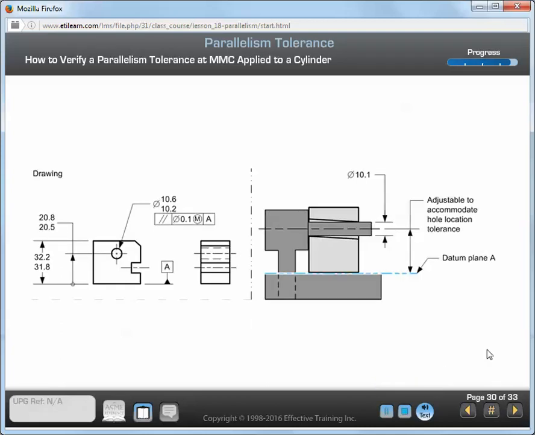When a parallelism tolerance is specified at MMC, the surface interpretation is often used. There are many methods used to verify a parallelism tolerance using the surface interpretation. This example shows how to verify a parallelism tolerance using a functional gauge. The drawing on the left shows a parallelism tolerance at MMC applied to a cylindrical feature of size. A diagram showing how to verify the parallelism tolerance is on the right. Because the parallelism tolerance does not control the location of the hole, the pin must be able to move up and down to allow for the hole location deviation. The size of the gauge pin is equal to the virtual condition size of the hole, a 10.1 millimeter diameter.